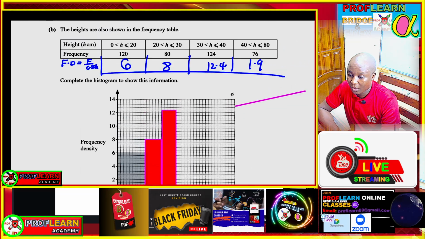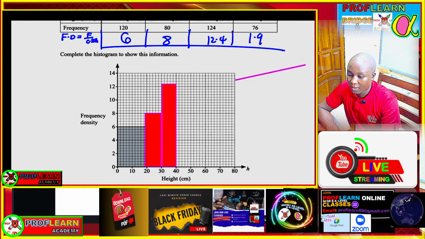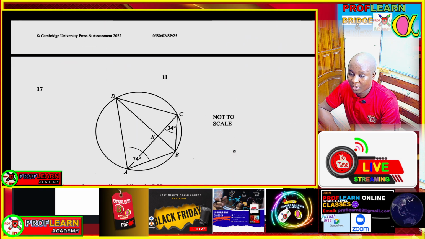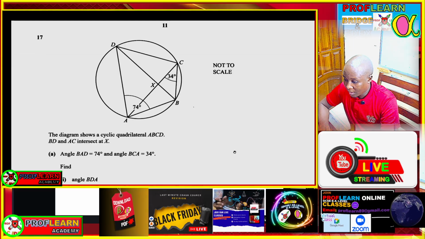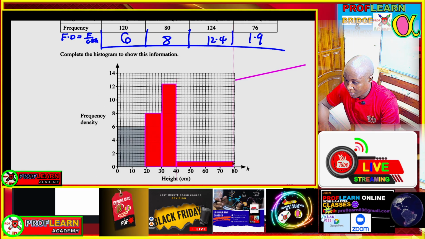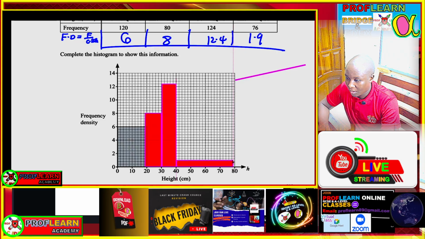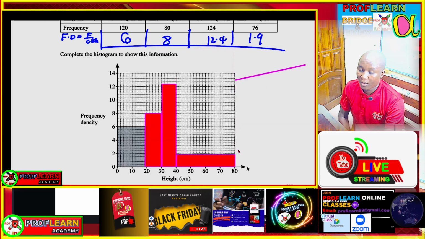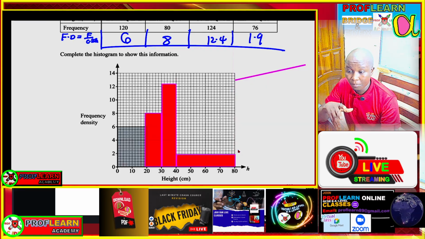So I need to move this a little bit. And 1.9 is going to be 4.5 squares, so 4.5 somewhere here. So this is going to be somewhere here, and then we are done with that. I think this is jumping a little bit. Need to move it, like here. So now we have our histogram.